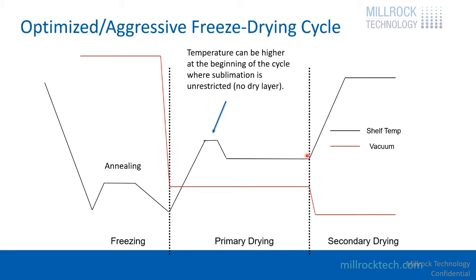A lot of people don't use this, but it's basically demonstrating the point that there's more sublimation at the beginning of the run than there is at the end of the run. And this is almost the inverse of what that first slide was, of what I call the classic or wrong cycle.